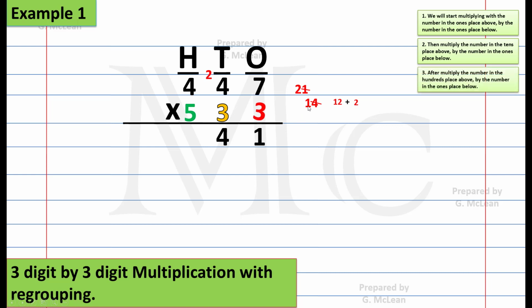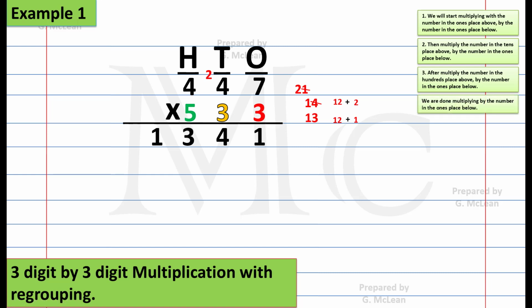Take the 1. You carry the 1 over here. The 1 must be carried. Then we have 3 times 4. Here you go. 12 plus the 1. All right? Good. I give you 13. No more numbers to multiply. Carry it down one time.